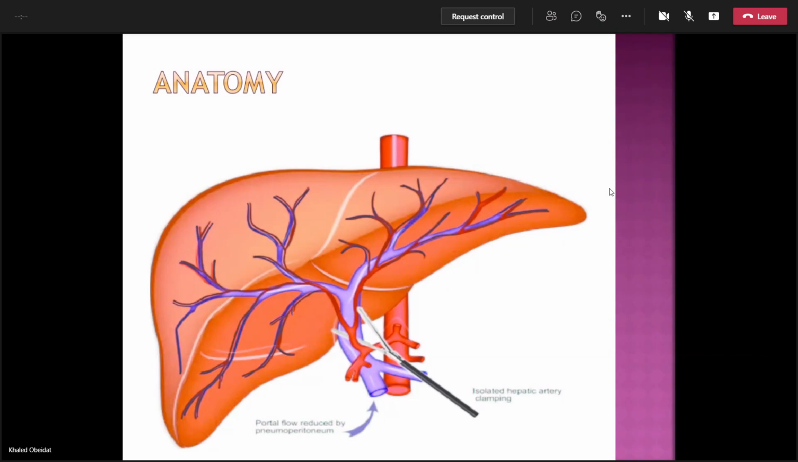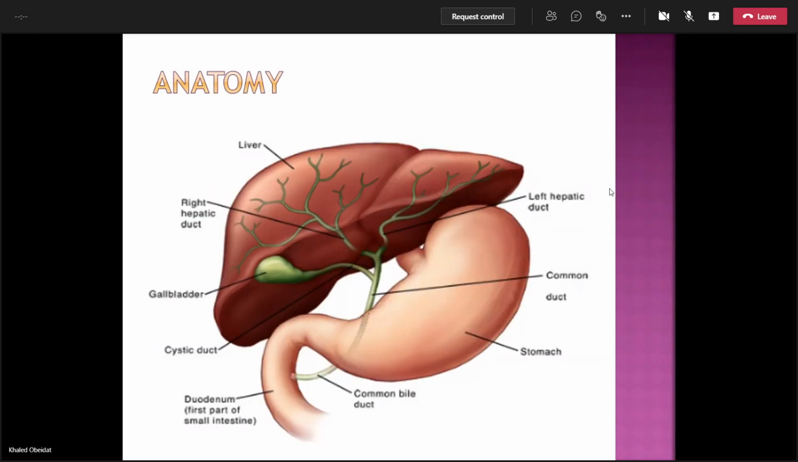It follows the branches of the portal vein. This is the biliary anatomy, also similar. Simplified, we have right and left hepatic duct. They join to form the common hepatic duct, which is joined by the cystic duct to form the common bile duct. It goes behind the stomach and then enters the pancreas and opens into the second part of the duodenum at the ampulla of Vater.